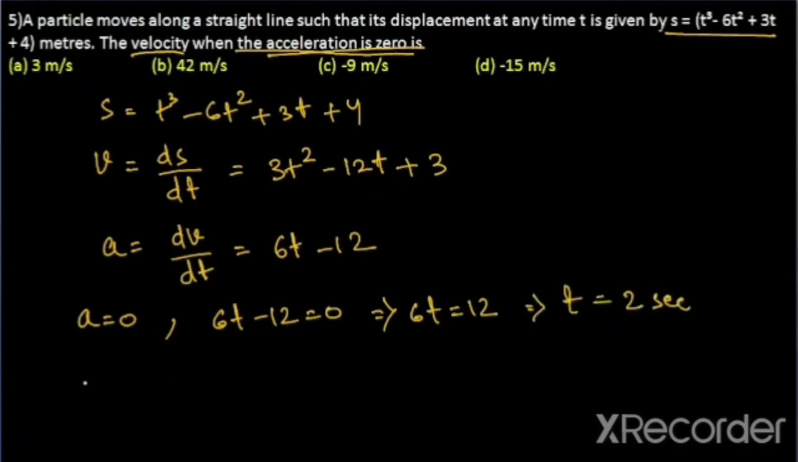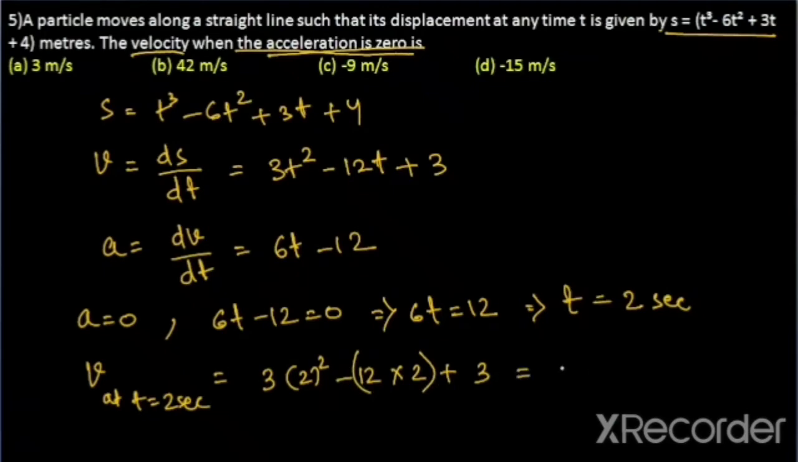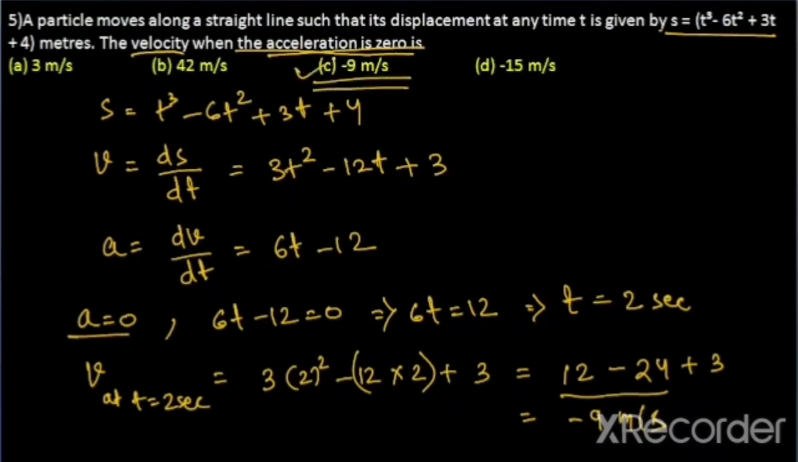So at t is equal to 2 seconds, what is the velocity? So v at t is equal to 2 seconds is equal to 3 into 2 square minus 12 into 2 plus 3. It will become 3 into 4, 12, minus 24 plus 3. So 12 minus 24 is minus 12, plus 3 is minus 9 meter per second. When acceleration is 0, the velocity is minus 9 meter per second. Option C is our correct answer.